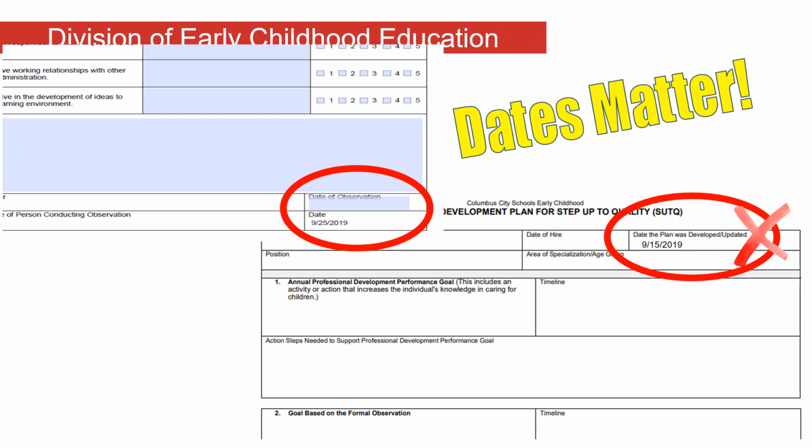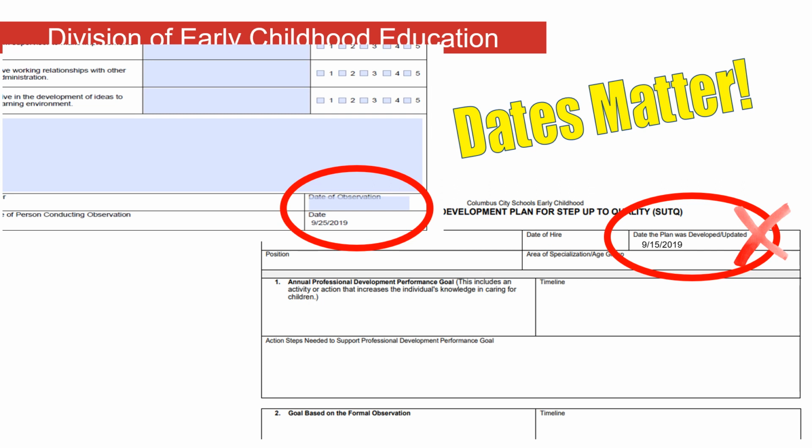Dates matter. We cannot stress this enough. The date of the observation used for the second goal on the IA PD plan must occur before the PD plan is written. It is to guide why you chose that goal. For example, if the observation occurred on September 15th, your PD plan must have a date of September 16th or after. These are the forms where the two dates matter.